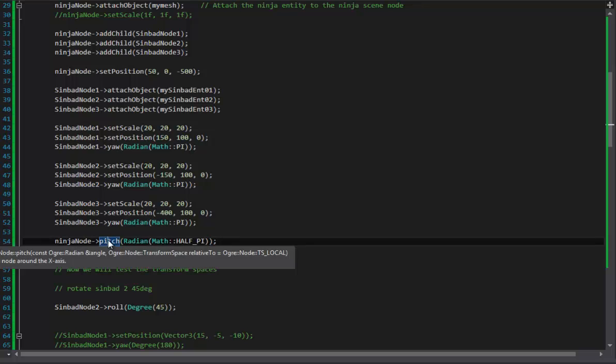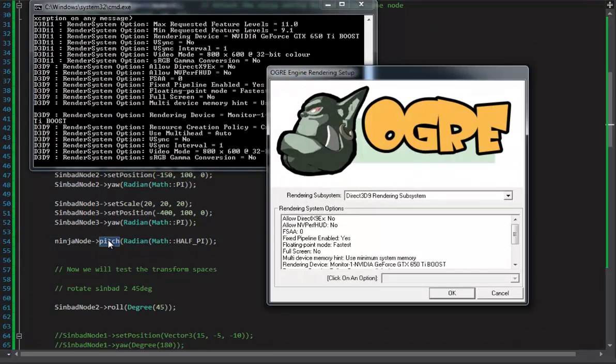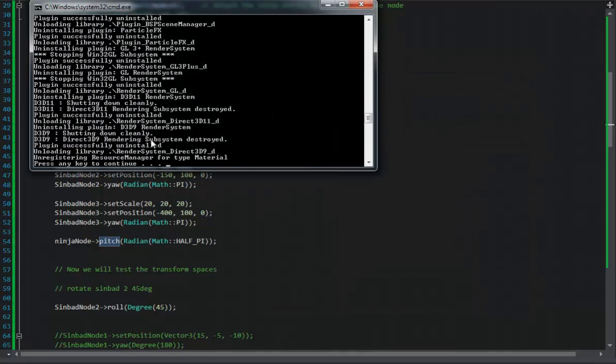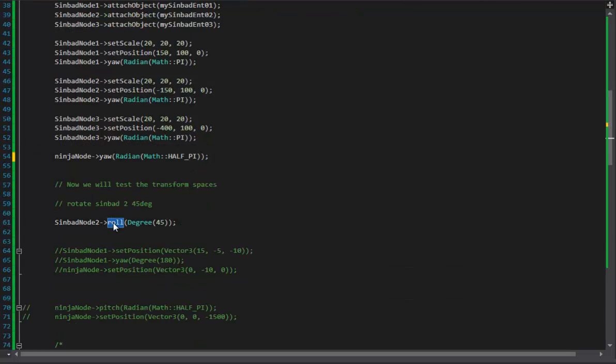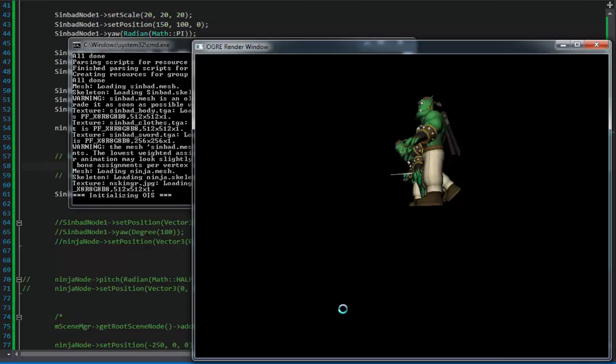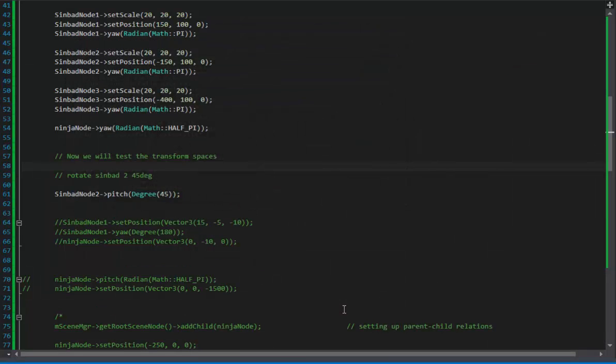No, not for the yaw. Of the Sinbad. I'm sorry, I changed the yaw of your ninja. I want to do the pitch of the Sinbad. Yeah, that's what I want to do. Okay then.